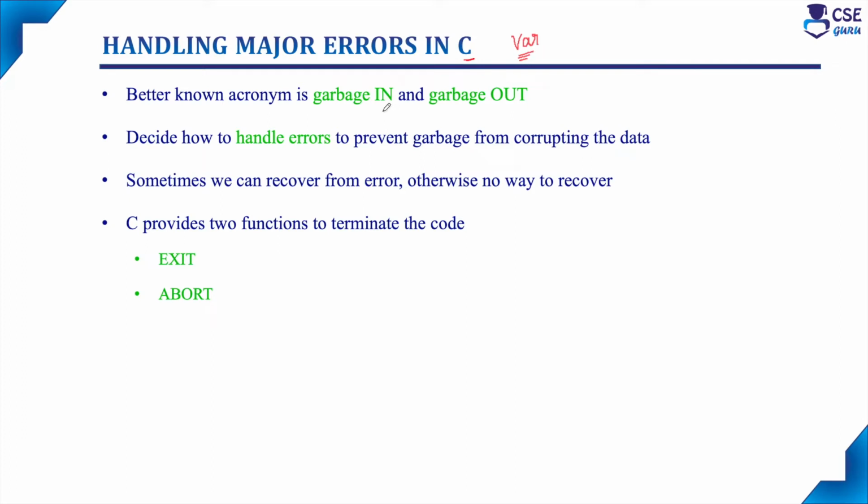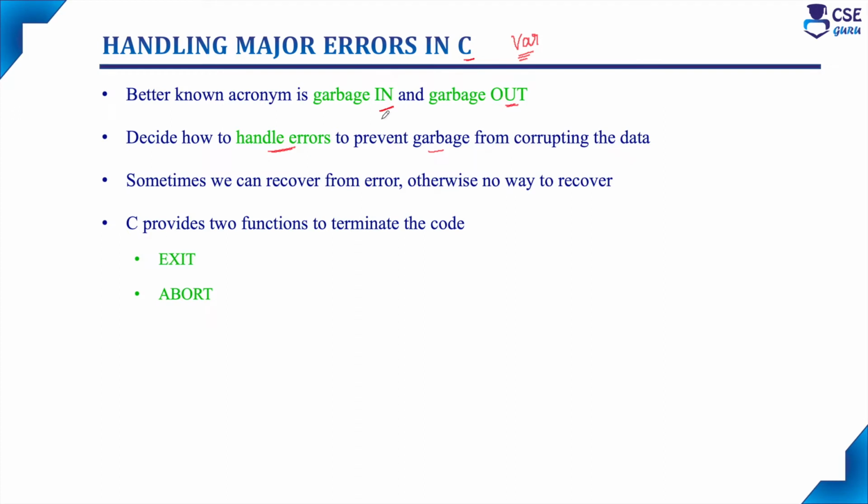That is garbage in and garbage out. That is, whenever memory space is required, it should be allocated, and whenever it is not required, it should be deallocated. It is a good programming practice. What happens is, whenever the programmer requires memory, they will allocate it, but they will forget to deallocate the memory space which is not used.